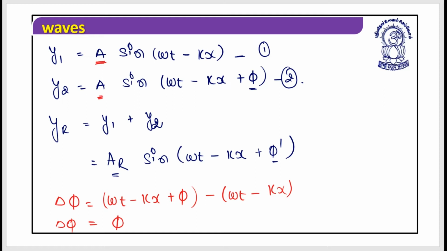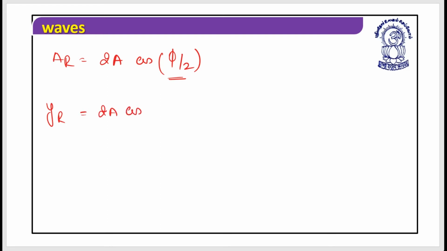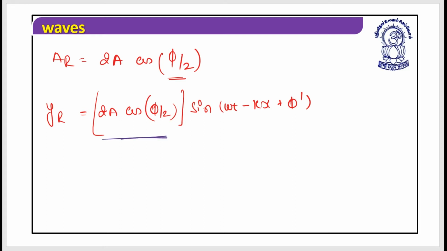So the amplitude is the same and the phase difference is phi, so the resulting amplitude of these waves can be found by this relation: 2a cos phi by 2. So the resulting wave can be written as 2a cos phi by 2 into sine of omega t minus kx plus phi dash.